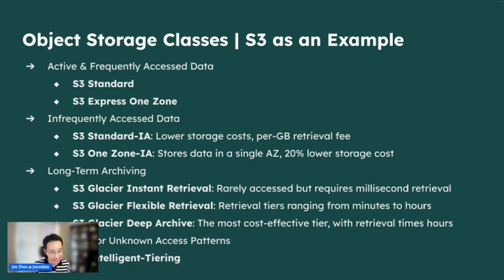And lastly, we have something called S3 Intelligent-Tiering, right? Maybe we don't know the access pattern of our data, and we can rely on S3 to do the intelligent tiering in this case. We're going to cover this particular tier later as well. It's a very interesting one.